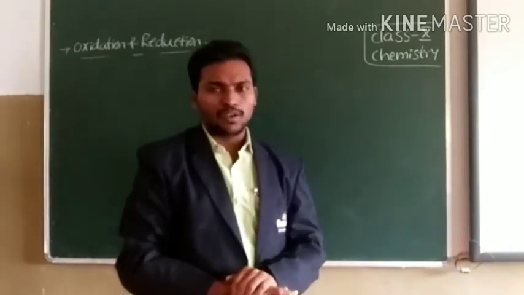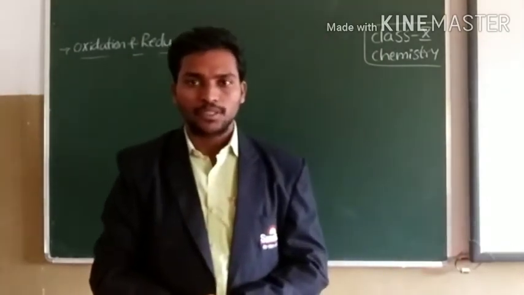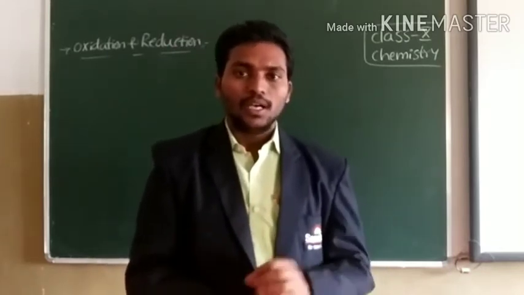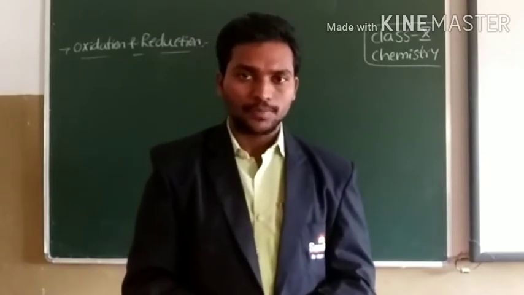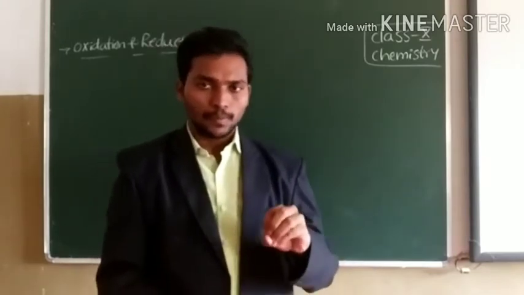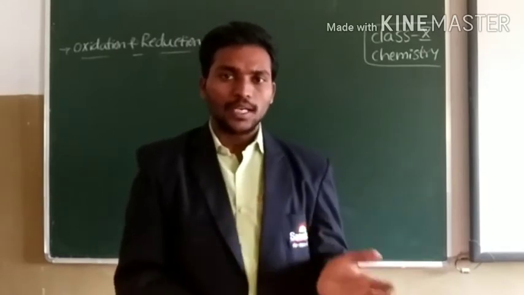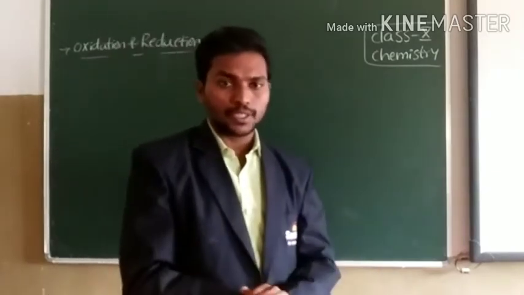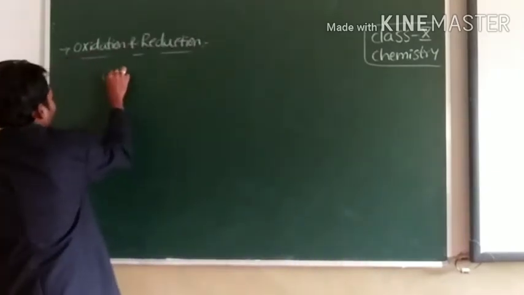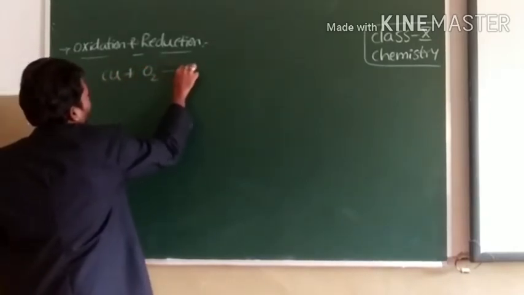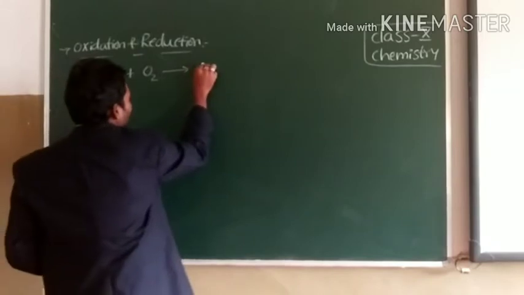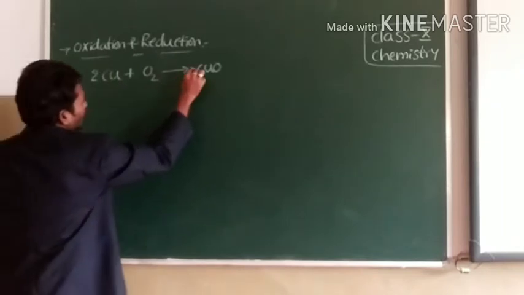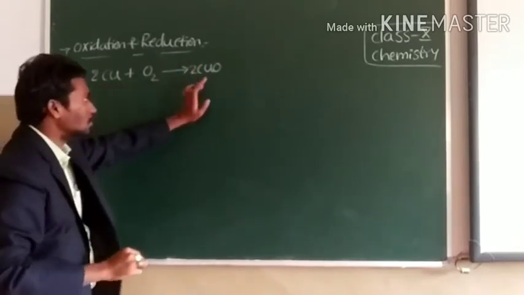Let us talk about oxidation and reduction with a small activity. Take some amount of copper metal powder in a china dish and heat it with a Bunsen burner. You notice that the copper metal powder turns to a black colored substance because the reaction has taken place between copper metal and oxygen, which forms copper oxide, CuO. For balancing the equation, we should write here 2 and here 2. 2Cu plus O2 is equal to 2CuO.